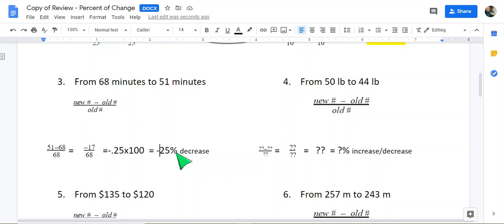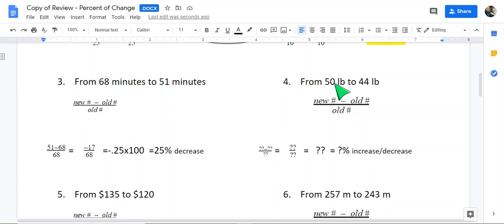But here's the thing. Because we said decrease, we don't need to write negative, okay? And plus, you really can't have a negative percent. So all you need to do is just delete this and say from 68 minutes to 51 minutes is a 25% decrease. So let's say your math class is usually 68 minutes long, but then the principal said, no, now it's going to be 51 minutes long. And you can say to your principal, wow, that was a 25% decrease in the amount of time we have to spend in math class.